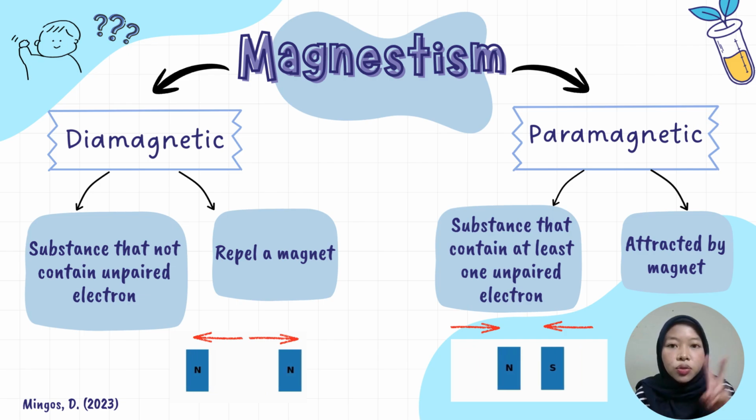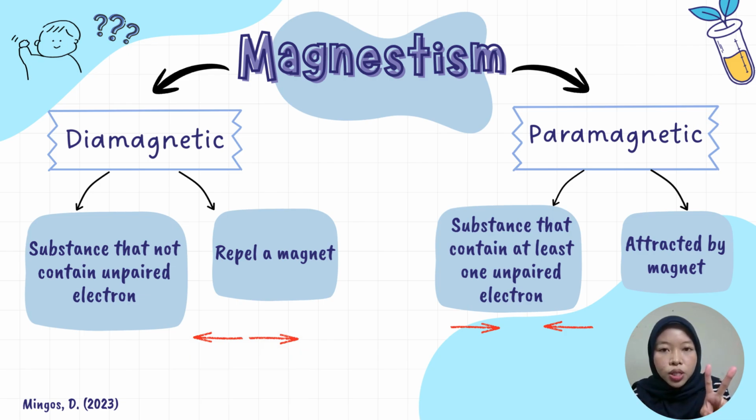Magnetism. There are two types of magnetism, which are diamagnetic and paramagnetic. Diamagnetic is a substance that does not contain an unpaired electron, and it repels a magnet, which is different from a paramagnetic substance that contains at least one unpaired electron and is attracted by a magnet.